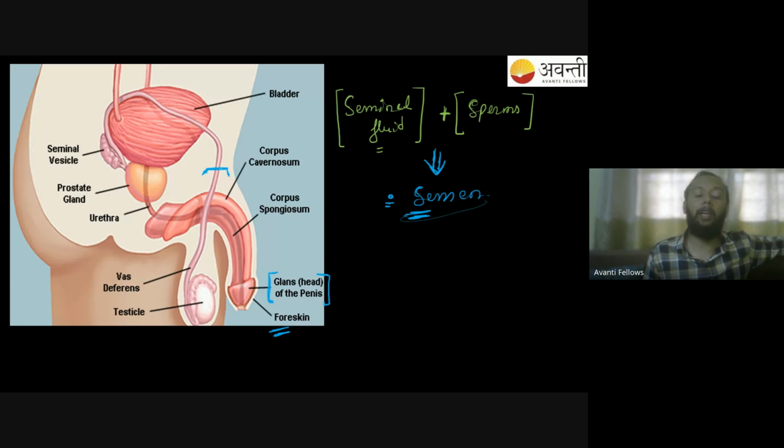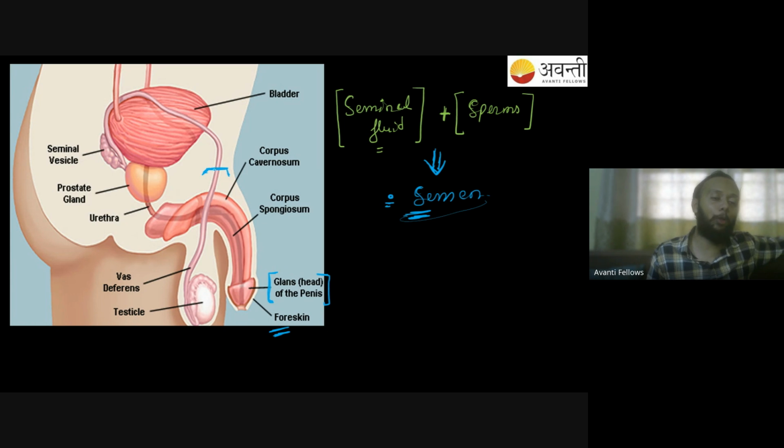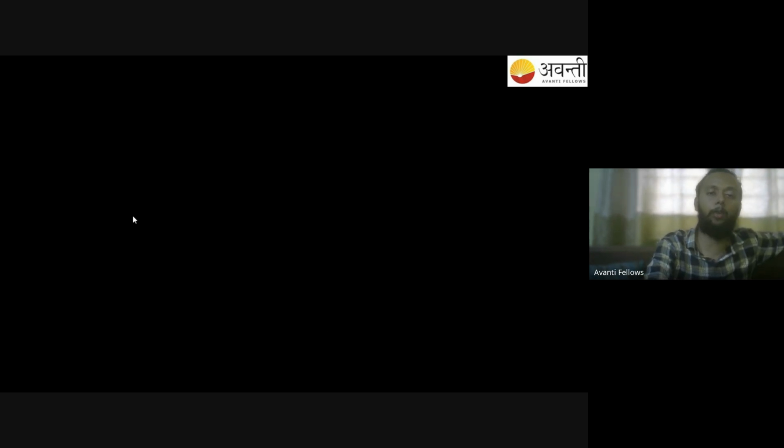Now tell me something, will the urethra have the seminal fluid? Yes. Where is the seminal fluid coming from? Seminal fluid is coming from the seminal vesicle, the prostate gland, and the bulbourethral gland, which is located somewhere here. So remember this. Now you understand this much. Now try to have a look at this question over here.